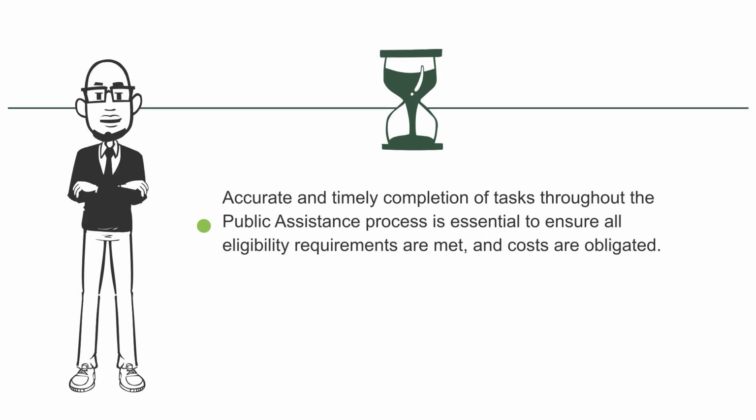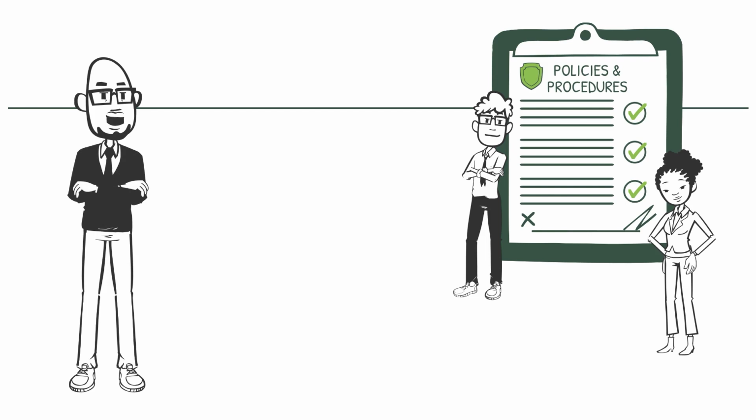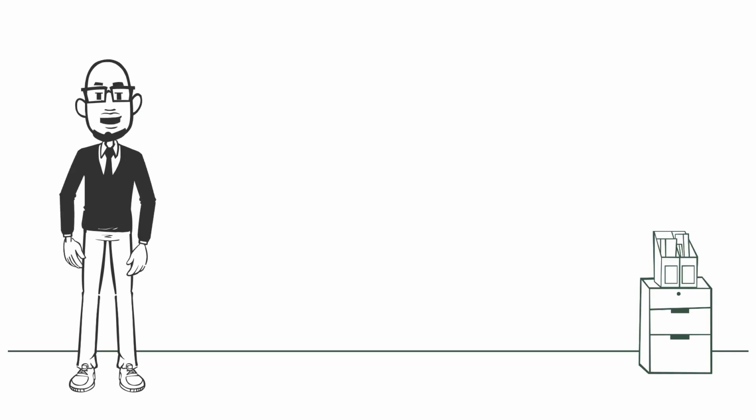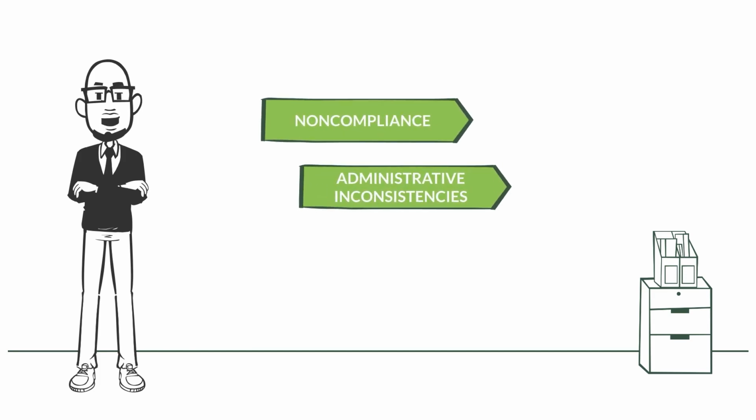Accurate and timely completion of tasks throughout the public assistance process is essential to ensure all eligibility requirements are met and costs are obligated. Internal policies regarding document management and sharing are important to have in place prior to a disaster. Lack of established policies and procedures, especially in relation to the public assistance process, can result in a higher likelihood of non-compliance and administrative inconsistencies, resulting in the delay of grant awards.